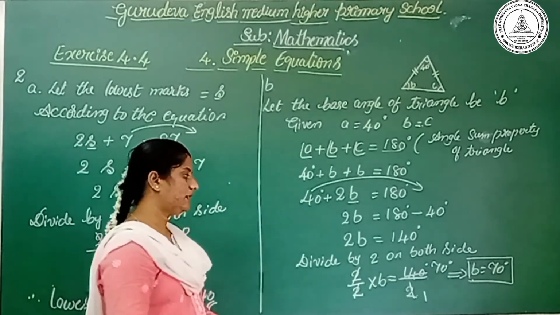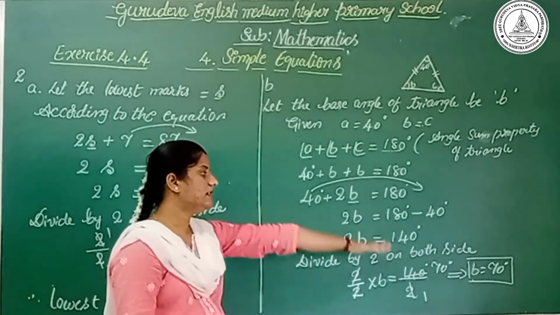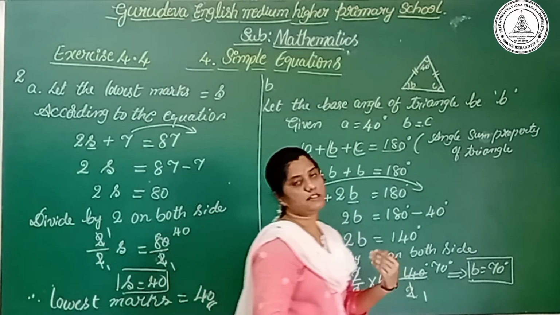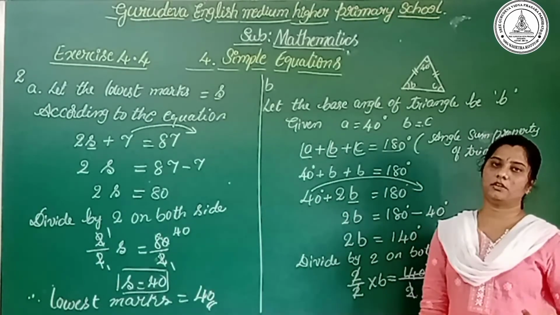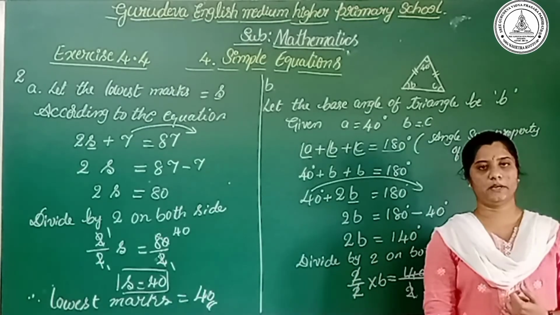It's clear? You may write at last: therefore, the base angles of the triangles are 70 degrees. Okay? It's clear? So with the same type there is a C question. You have to solve that. Okay? Then let's move on to the third main.